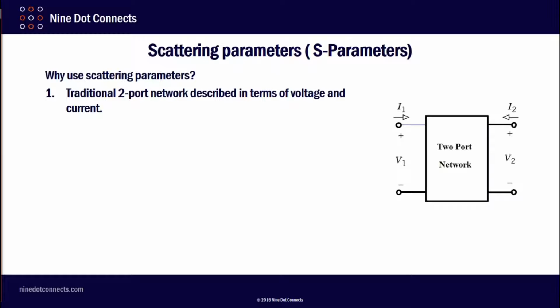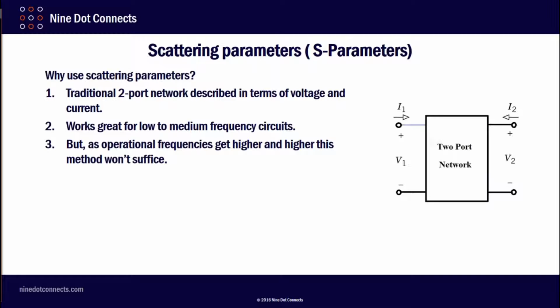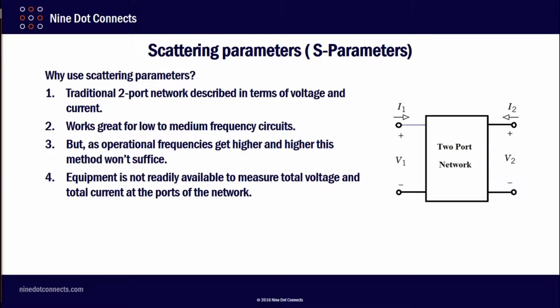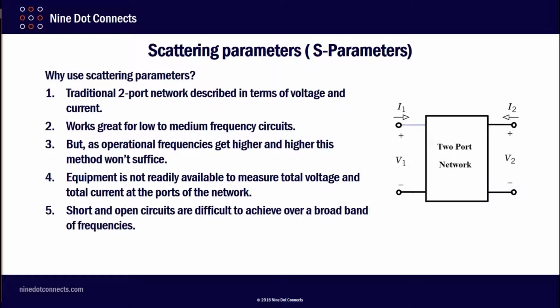Not a problem as long as you're working in low to medium frequencies. But as operational frequencies get higher and higher, this method won't suffice. Equipment is not readily available to measure the total voltage and total current at the ports of the network. Short and open circuits are difficult to achieve over a broad band of frequencies. That's really important to understand, because most of the time when you're talking about transmission lines, you're talking about a very broad band over which you want that transmission line to be well behaved.